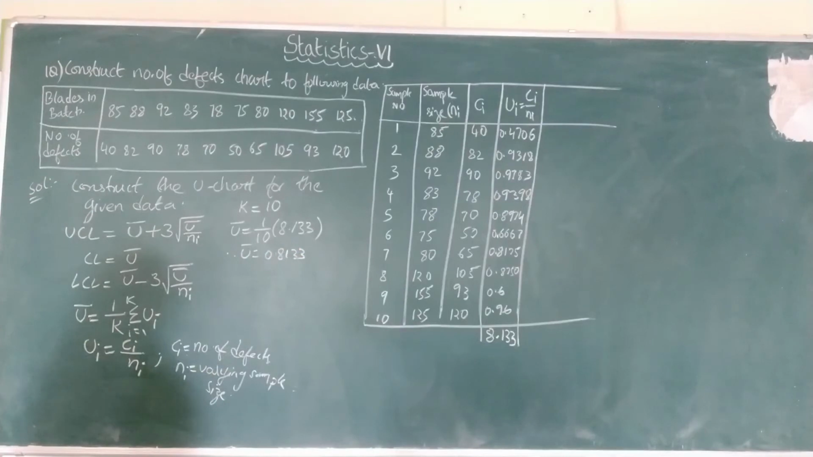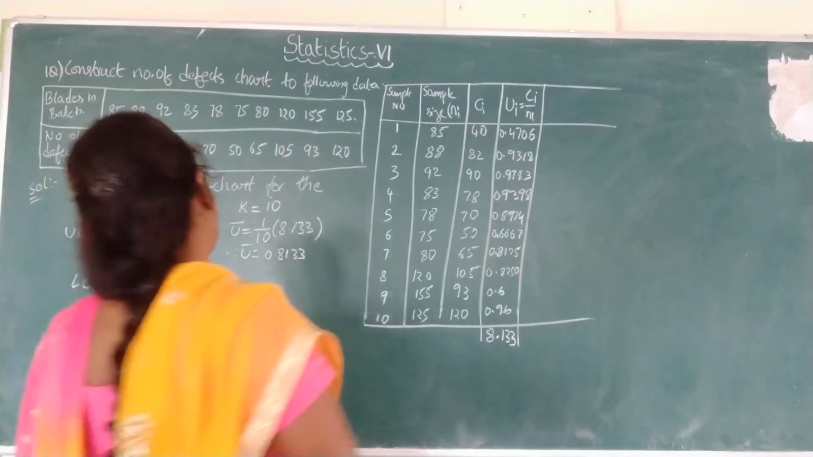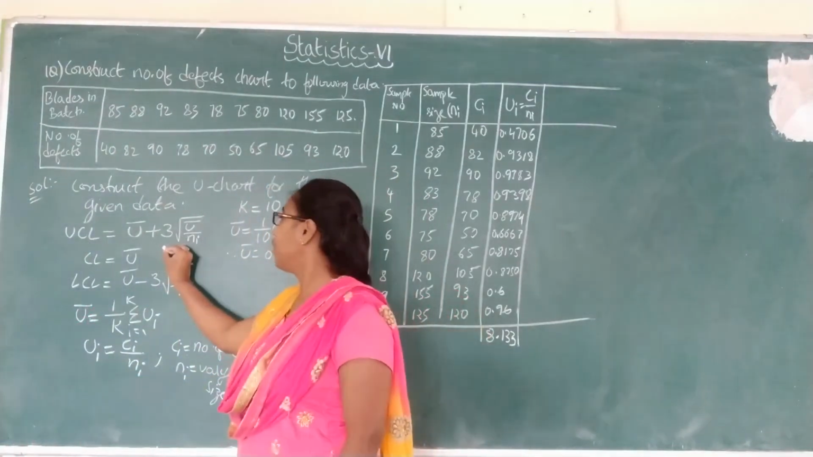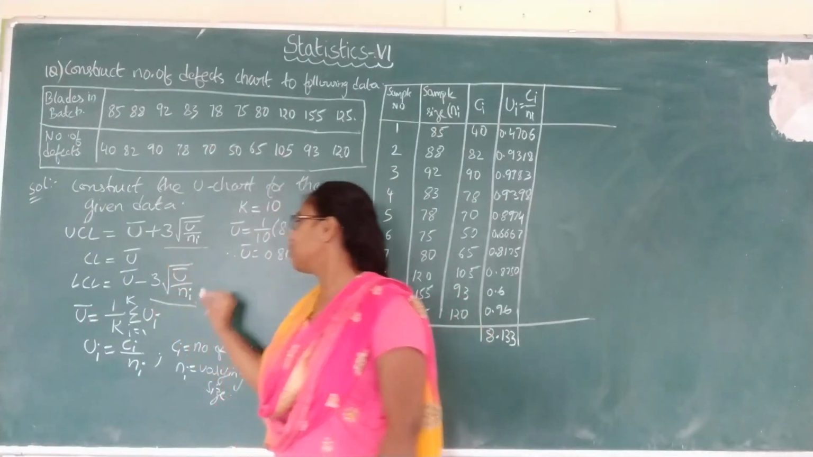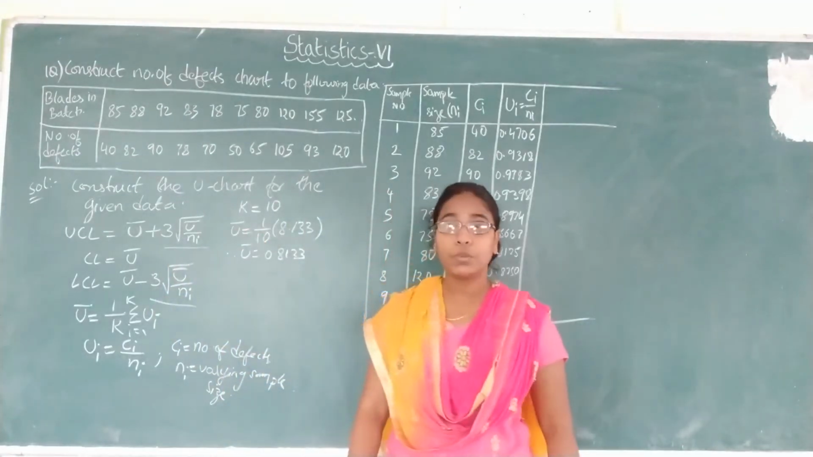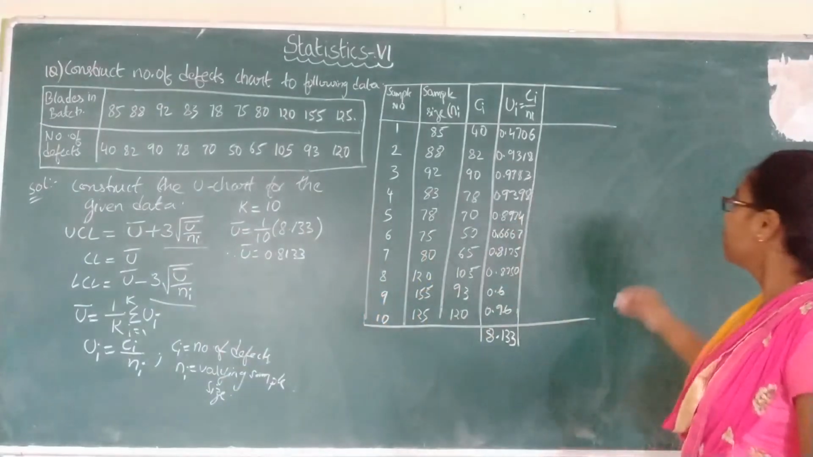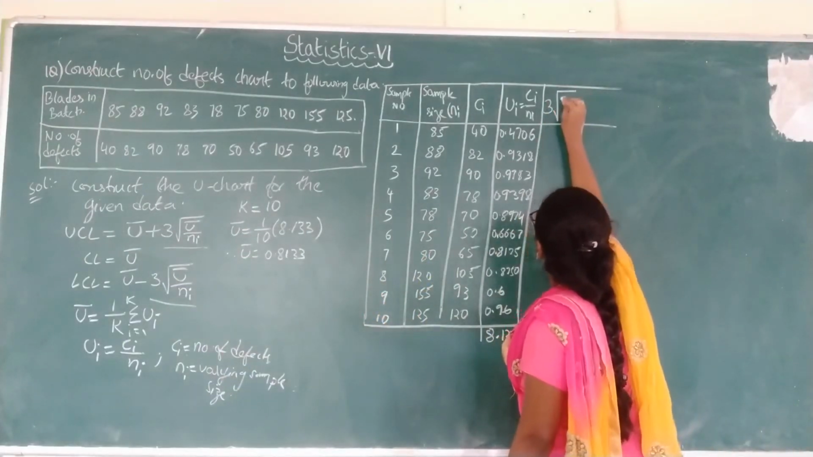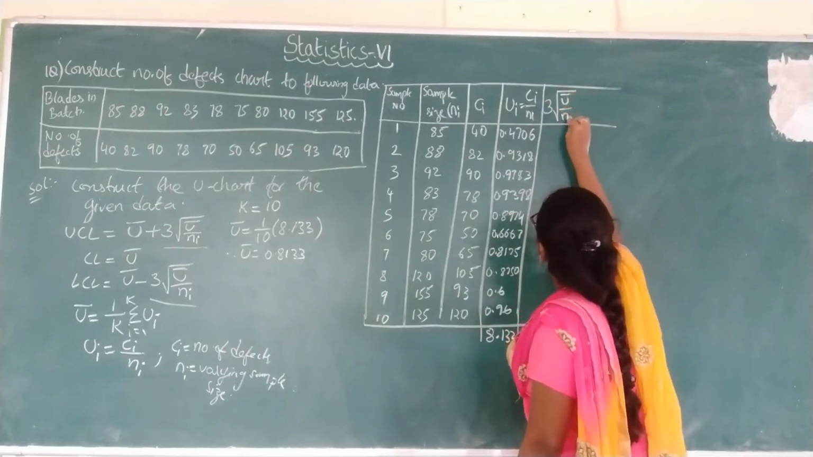After getting the U bar value, next we have to find the UCL and LCL values. Always, for UCL and LCL, the common term is 3 into under root U bar by Ni. So find out that value, 3 into under root U bar by Ni.